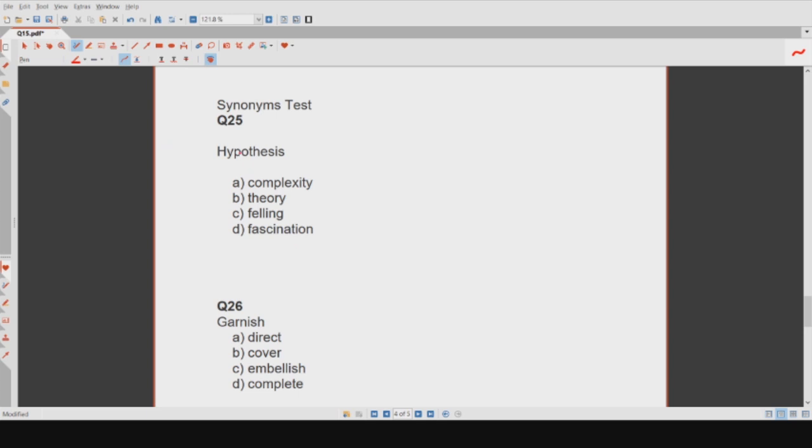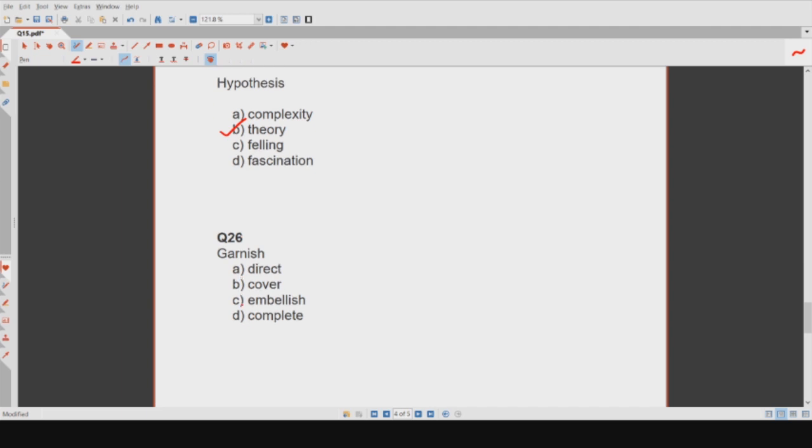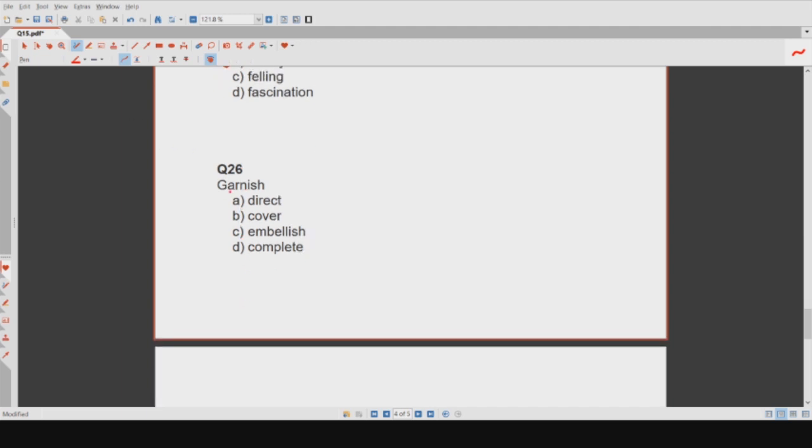Now, these questions are based on synonyms. The synonym for hypothesis is theory, because hypothesis is not related to complexity, not even feeling, and not even fascination. So our option theory is the correct answer. Question 26. We have to select the synonym for this word also. Garnish. Options are direct, cover, embellish, complete. So the correct answer is embellish.